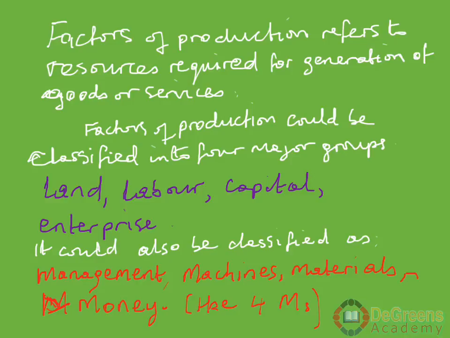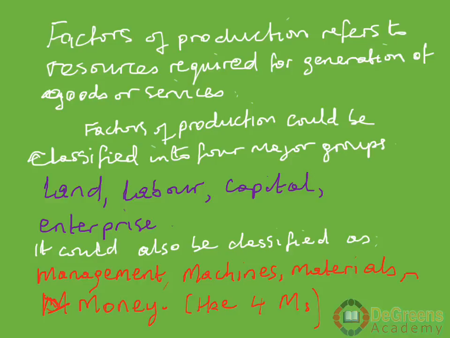So factors of production could be classified into 4 major groups. And which are the major groups? We have land, we have labor, we have capital, and we have enterprise. It could also be classified as management, machines, materials, and money. They call them the 4 M's.